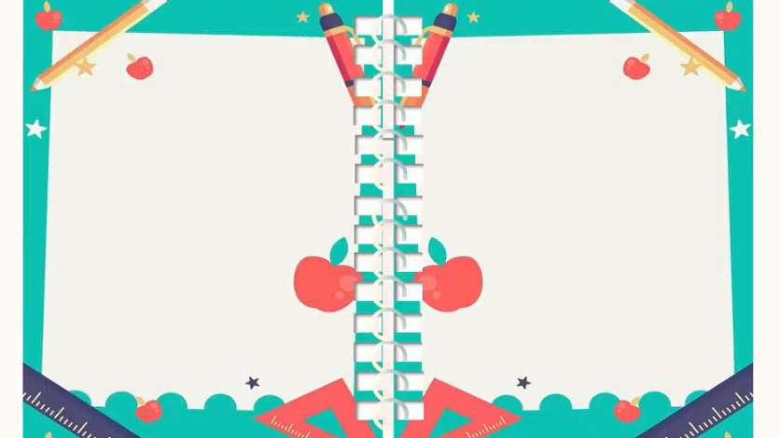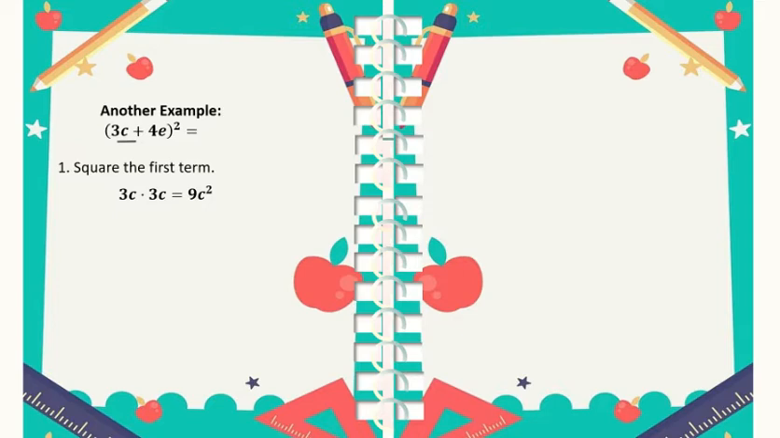Next, let's have another example. 3c plus 4e squared. Step 1. Square the first term. 3c multiplied by 3c is equal to 9c squared.